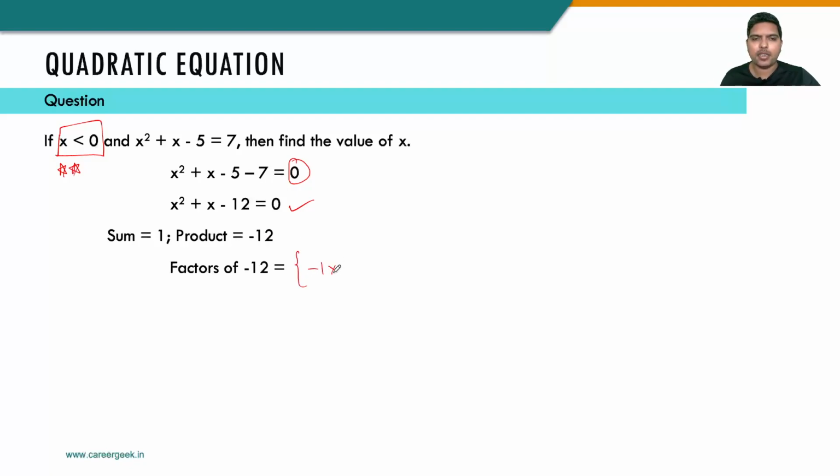So let's start factoring. Negative 1 into 12, negative 2 into 6, negative 3 into 4. Same way, write the other way around. 1 into negative 12, 2 into negative 6, and last 3 into negative 4. We'll check the sum. Negative 1 plus 12, negative 2 plus 6, negative 3 plus 4. Yeah, so this is what we want. Sum is 1. So the factor form is x minus 3 multiplied by x plus 4.